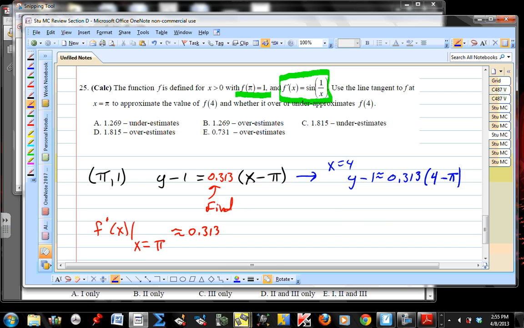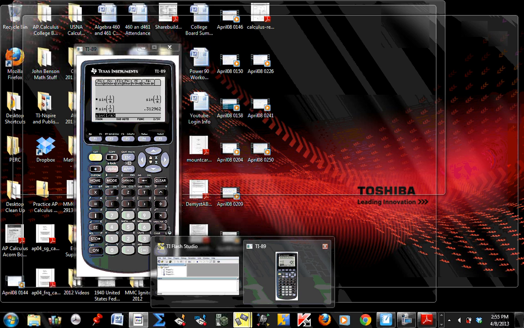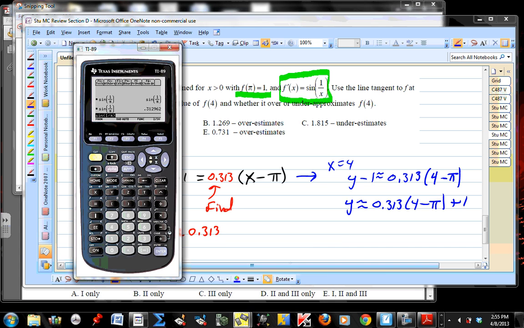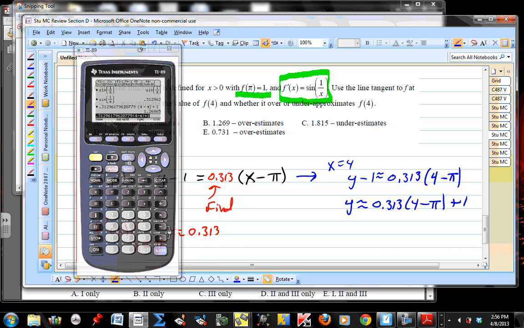Okay, so let's go to our calculators now. Oh, I'm sorry, let's clear one more thing. Let's get y by itself. So we get 0.313 times the quantity 4 minus pi. I'm going to add 1 to that value. Now let's go to our calculator. And, see, we'll take this decimal, a little more accuracy, times the quantity 4 minus pi. Then we'll add 1. And see, we'll get about 1.269.